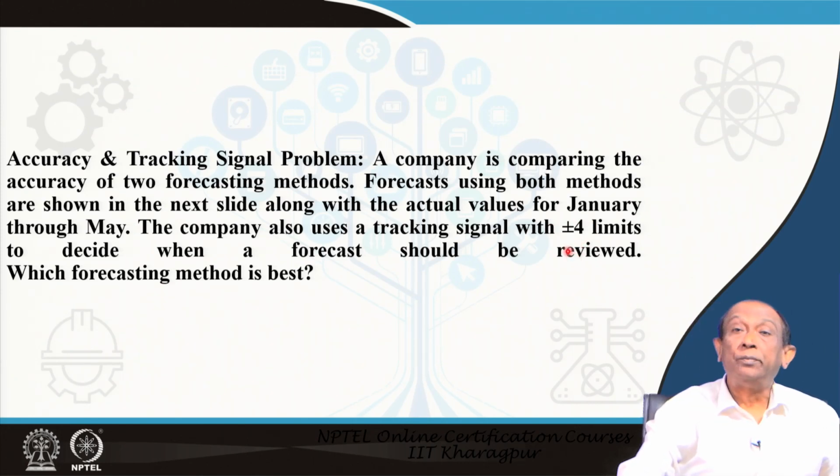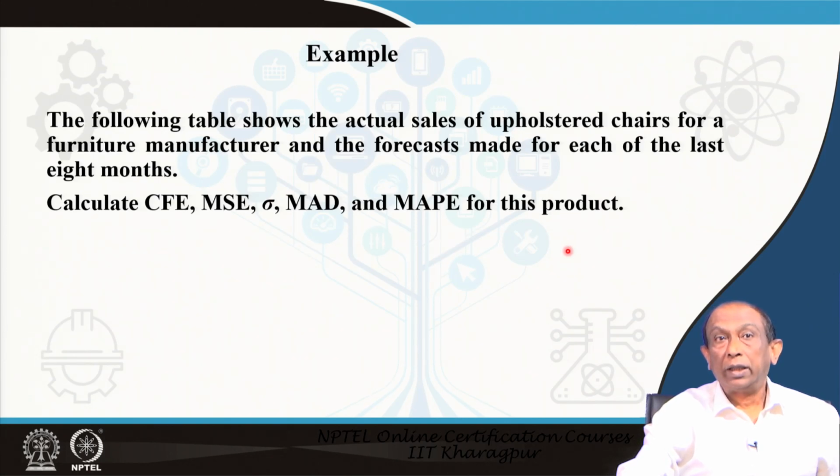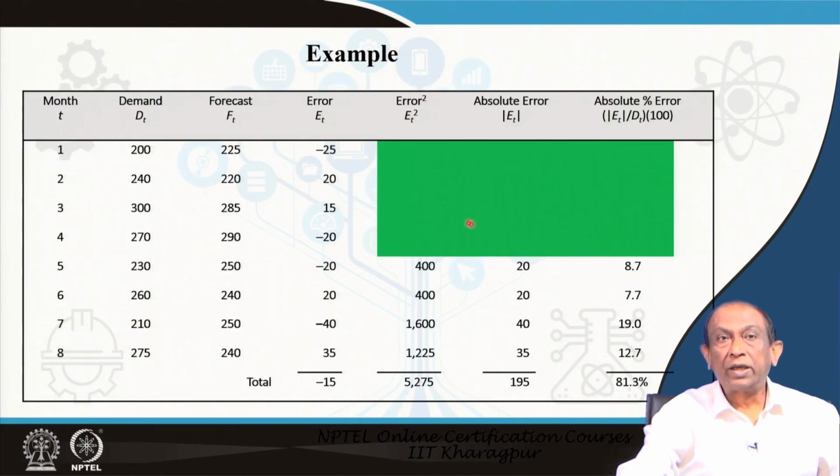So, we will use the error. Basically the values are given here, the demand values and the forecast values, and you see the errors have been computed for every period. The cumulative forecast error is minus 15, and then for every period we have to compute the square of the errors.